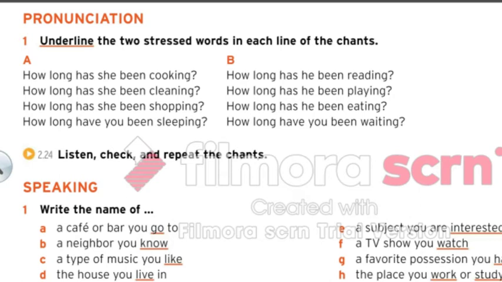A. How long has she been cooking? How long has she been cleaning? How long has she been shopping? How long have you been sleeping? B. How long has he been reading? How long has he been playing? How long has he been eating? How long have you been waiting?